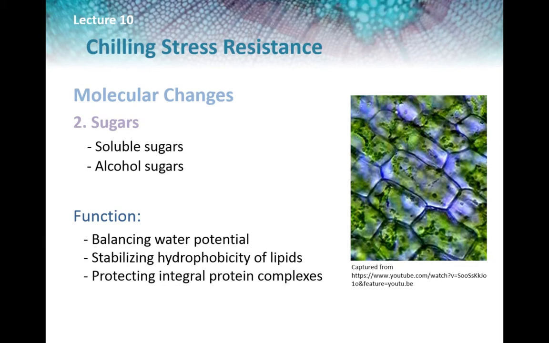Another benefit of accumulating sugars inside the cell is that sugars can act as active cryoprotectants for the cell membrane. Cell membranes require a hydrophilic environment to keep the lipids stabilized. This is normally provided by water molecules surrounding the cell membrane. But in the case of chilling-induced dehydration, non-reducing sugars can substitute water molecules and maintain the hydrophobicity of the lipids. Sugars can also play a role in protecting integral protein complexes.